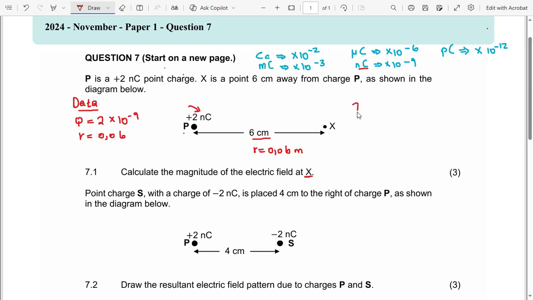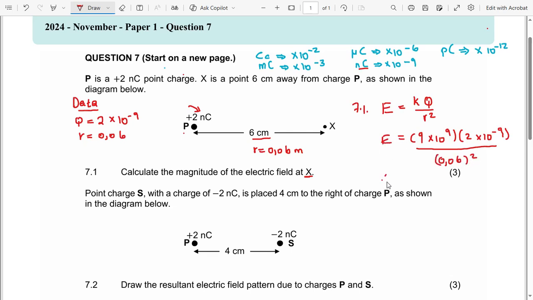Now, to answer 7.1, I'm going to say that the electric field at point X is equal to K times the charge over the distance between those. So when I do my substitution, remember we said K is constant, and we saw that it was 9 times 10 to the power 9. We're going to multiply this by the charge, which is 2. We already converted that. We multiply that by 10 to the power negative 9. Close the bracket, everything divided by R. So our R, that's 0.06 squared. So this is your E.